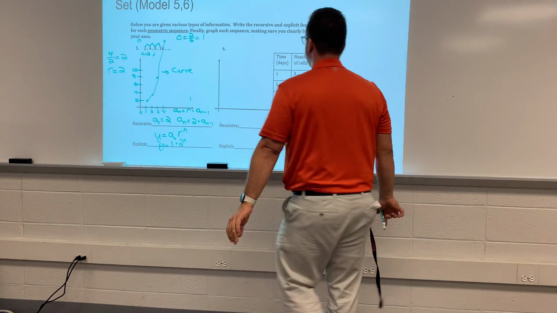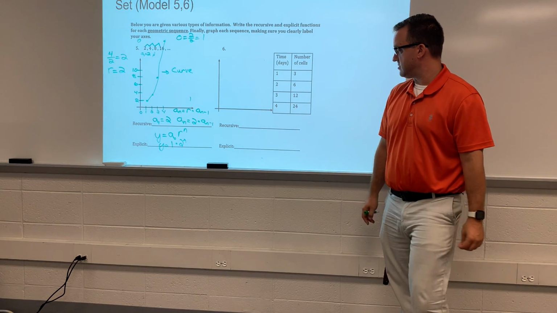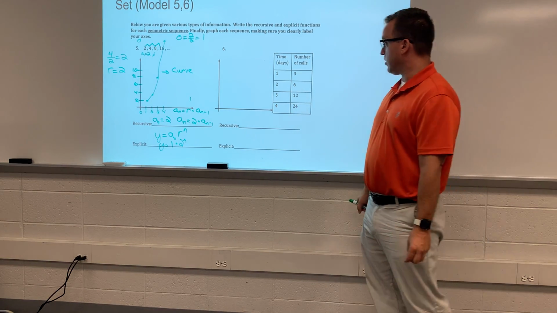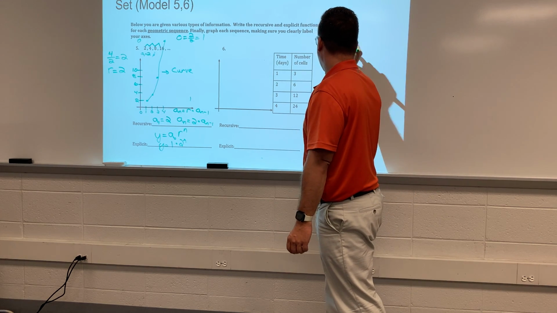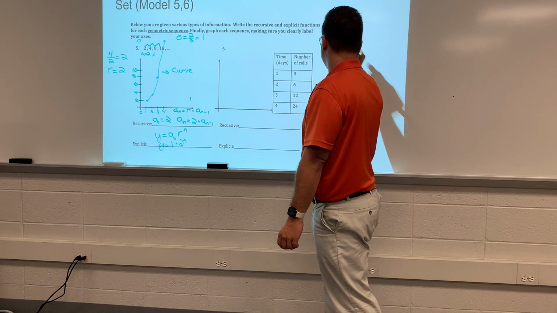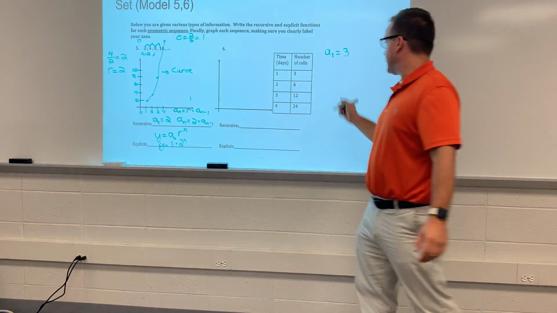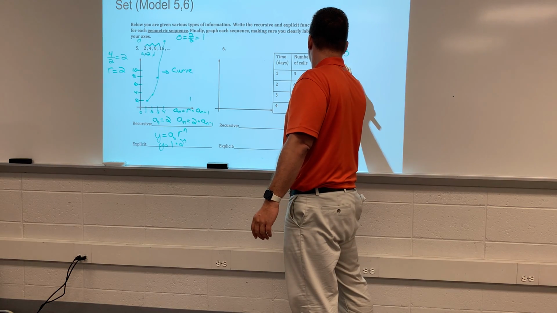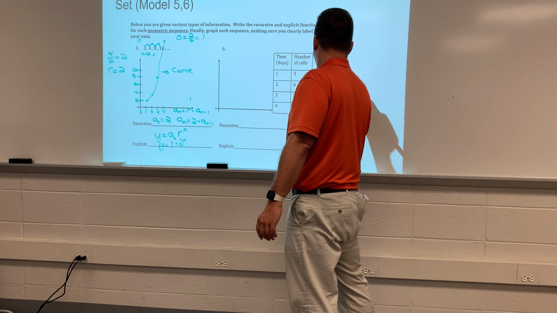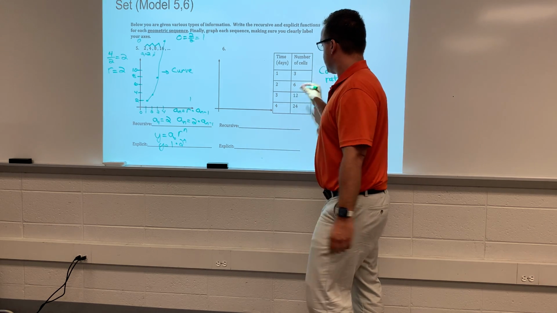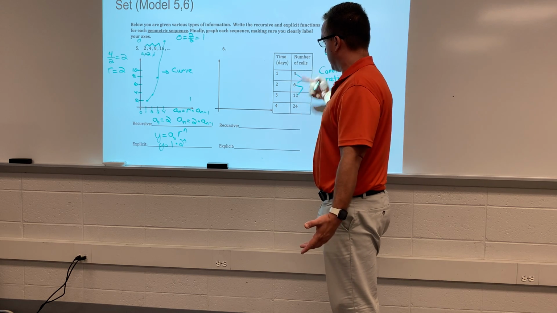So we're going to move on to our next problem, which just says time and number of cells. So as I look here, I notice the first term, I'm just going to write that down, a sub 1 is equal to 3. And then I just need to find, well, what's my common ratio? So to go from 3 to 6 and from 6 to 12, I multiply by 2.